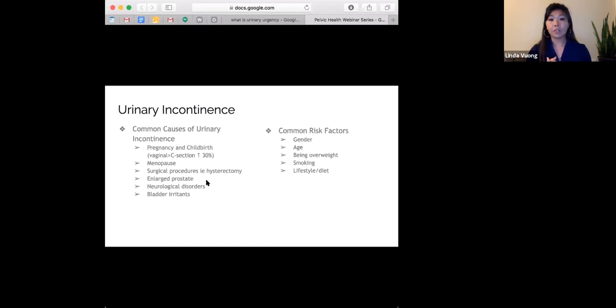So risk factors. Gender is a really big one, as you guys saw on the last slide. It's a bigger risk factor for women than men. Age is a factor, but it's lower on the list. Again, as we get older, there is a little bit of weakness, but also looking at the lifestyle we led leading up to it. Weight is a big one due to the excess pressure that's on the bladder. Smoking, tobacco has a high correlation to urinary incontinence. And then we'll talk about lifestyle and diet.